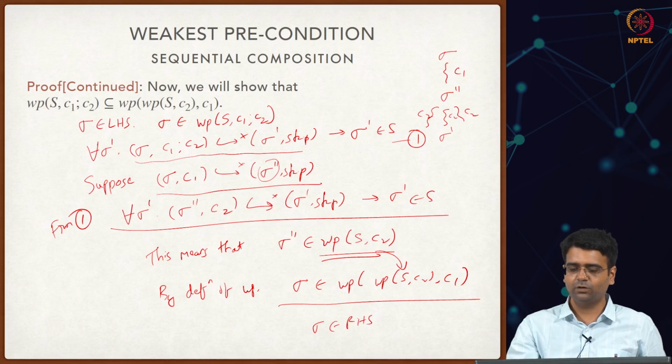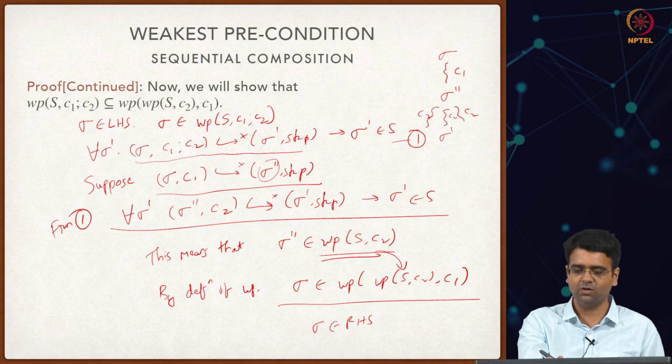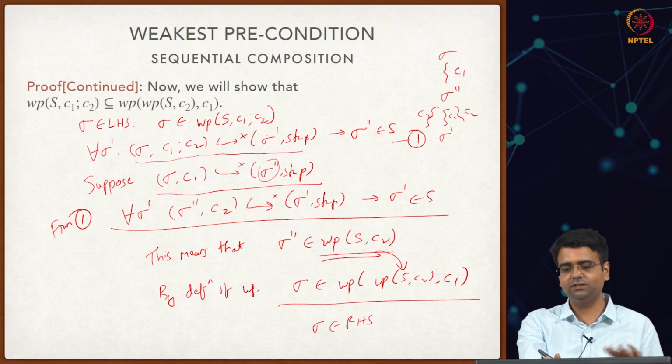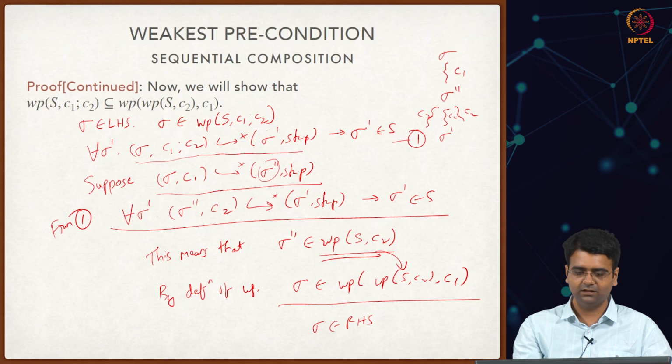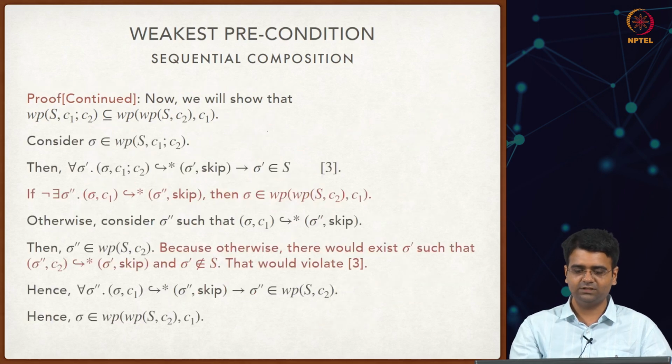And notice that in this proof, we used two things. We have used the definition of weakest precondition, and we have used the operational semantics for sequential composition, which is to break down the execution of C1 semicolon C2 into the execution of C1 followed by the execution of C2. Okay. So that's the proof. So this finishes the proof of our required statement.